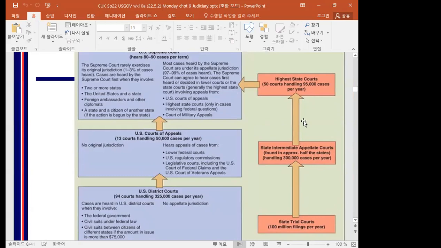And the 50 Supreme Courts, each of the states has a Supreme Court that handles about 100,000 cases per year total. And typically the judges that hear these cases are elected. So we hold an election for the Supreme Court justices in Ohio. Is that a good or bad thing?